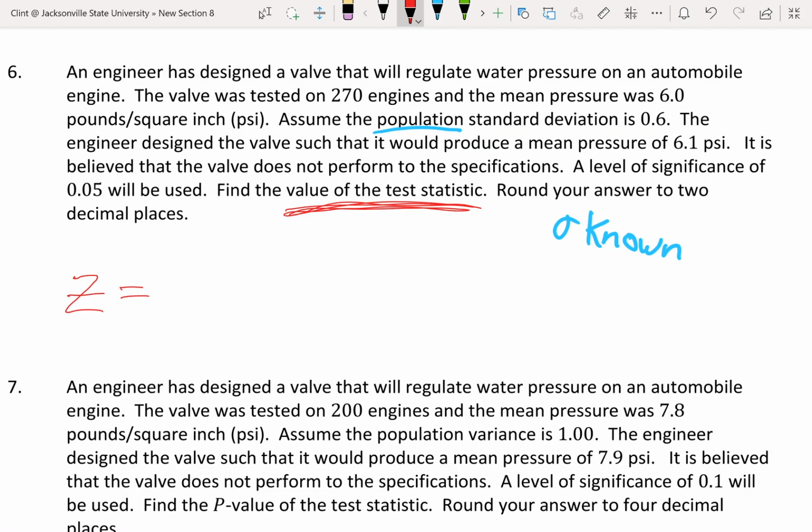So write down as much of the normal process as you need to. If you want to write down the hypotheses first, please do that, to make sure you get the right number for mu. And so if we were writing down the hypotheses, we want to look at the pressure it was designed for, and it says the engineer designed the valve so it would get a mean pressure of 6.1. And so that's going to be our mu.